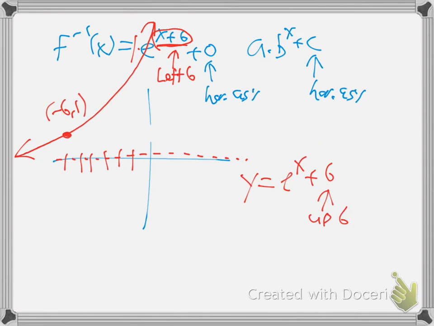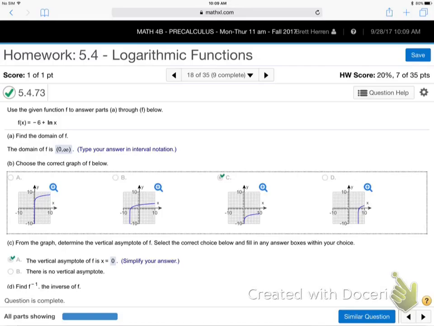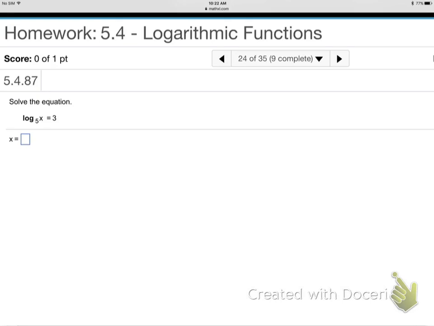Questions I can answer? So these take like 10 minutes each, don't they? Oops, that was a mistake. There we go. All right, so log base 5 of x equals 3. These will be quick and easy. This wants me to solve, nothing more fancy than that.